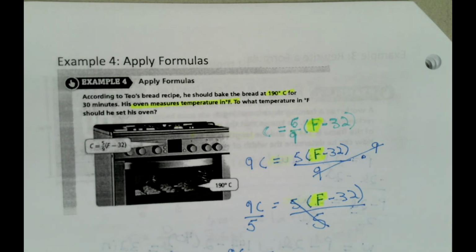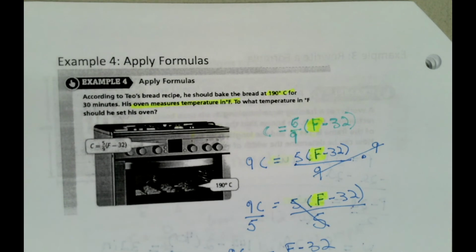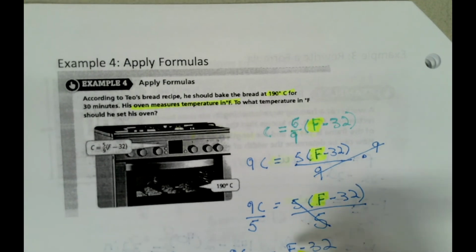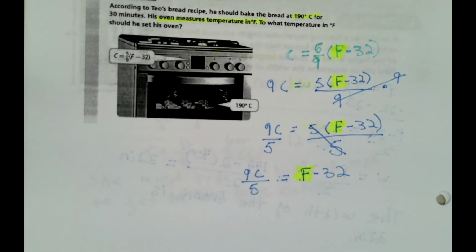All we have to do to get rid of that is just add it, right? One thing I do want to point out is we are adding 32 to the entire side. So not just the 5, not just the 9. So this is 9C over 5 plus 32 equals F.